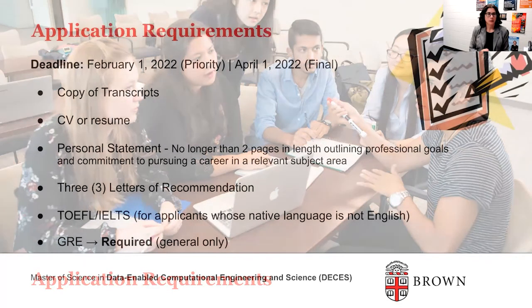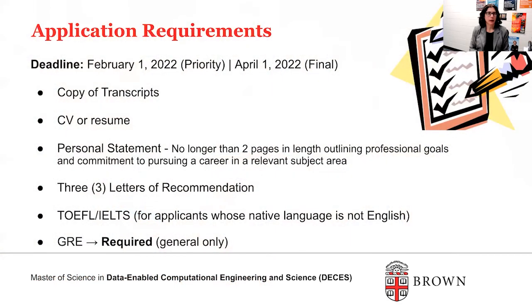First of all, the application deadline for priority consideration is February 1st. What that means is if you can get your application in, maybe work on it over this winter break, if you're finishing up your undergrad program, or if you have some time off from work, and get that into us on or before February 1st, we're going to review all the applications we have in at that point, and we're going to make our first set of admissions.